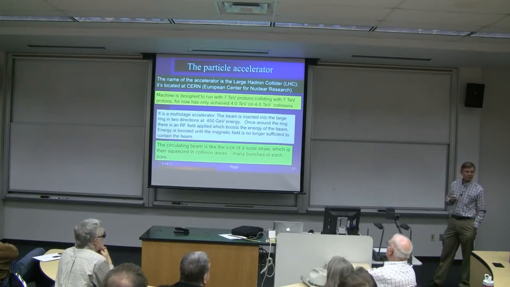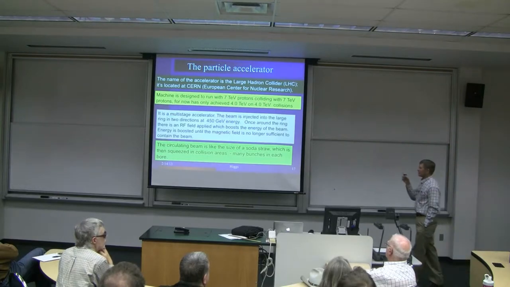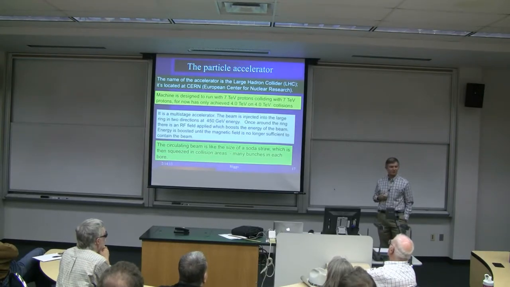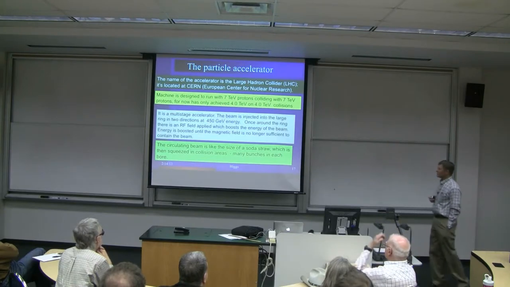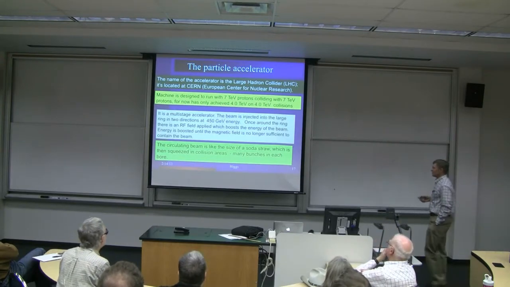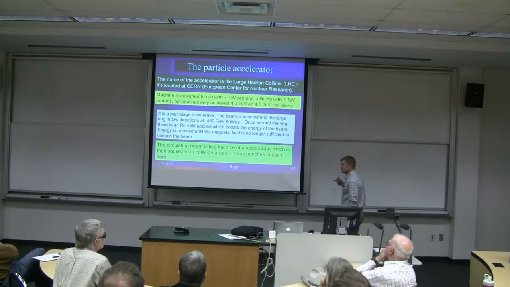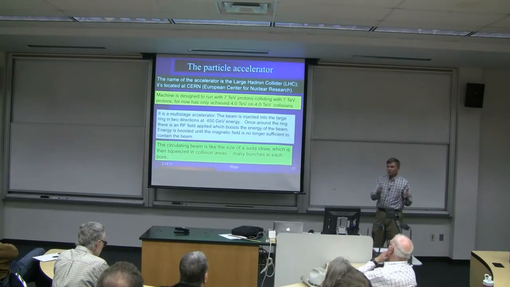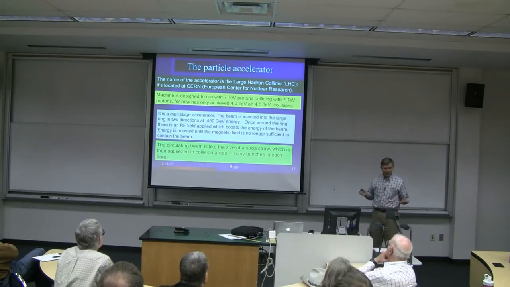The accelerator just went down last week, and it will be down for 2 years to upgrade it to get to 7 TeV on 7 TeV. It's a technical issue, but there was a superconducting problem that needs to be fixed in terms of splices between magnets. So it's a multi-stage accelerator. The beam gets ejected into this large ring in opposite directions at 450 GeV, and then once you go around, you apply an RF field, an electrical field, to boost it a little bit faster, you ramp all the magnets up, and you keep doing that. And it goes around about 11,000 times a second.